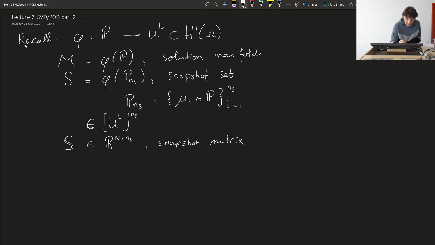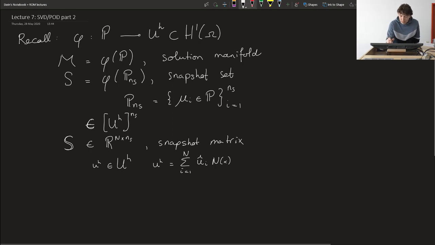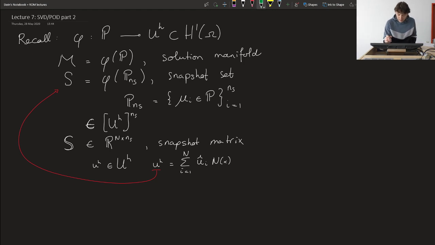And again, we can do this because for every u_H in our finite element space, we can write u_H as the sum going to n, the number of bases, of some u hat i times the corresponding basis function. So these u_H would be the ones that are in our snapshot set, and the coefficients u hat i are the ones that go into the matrix.